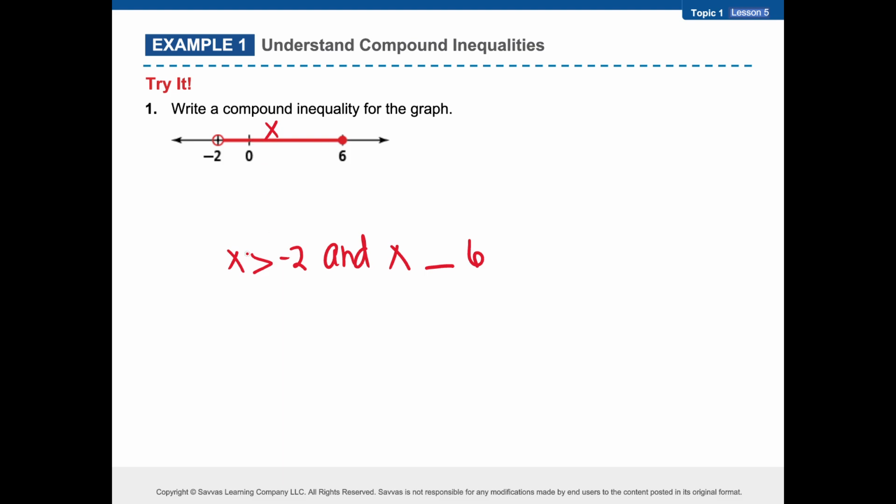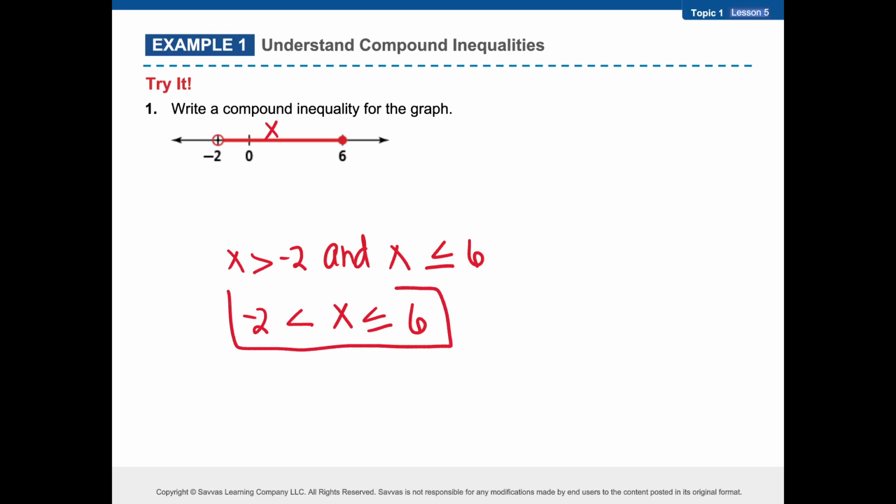So again, x represents this whole shaded area. The numbers to the right of -2, x is greater than -2, and the numbers to the left of 6 are less than 6. Or you can write it with the x in the middle, -2 on the left, 6 on the right. Smallest is always on the left, biggest is always on the right. Just flip this one around, -2 is less than, and x is less than or equal to 6.